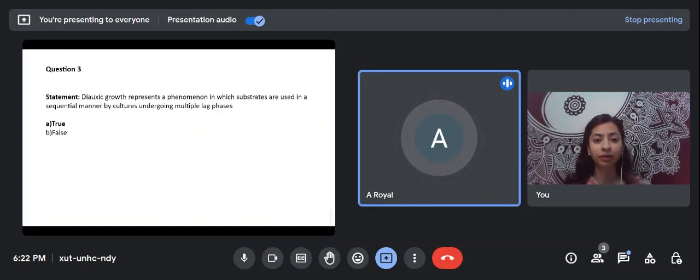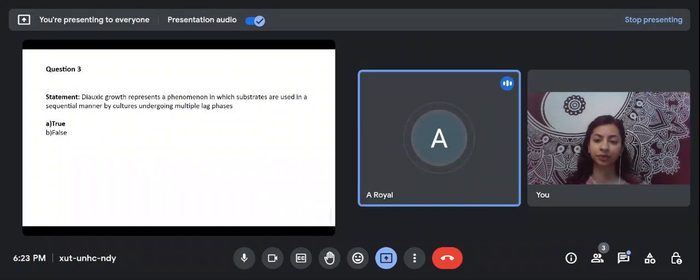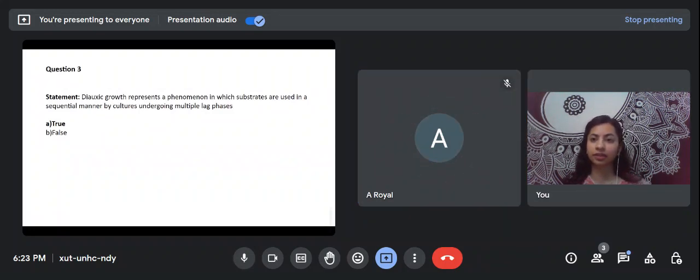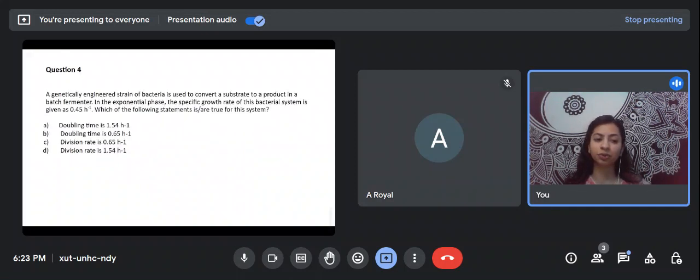Are there more than two stages? When you say diauxic, yeah, can there be more than two stages? Yes, yes, there can be more than two stages depending on how many different types of carbon sources you are giving them. Okay. Thank you. And each of these will be depending on whatever sequence they're taking it in. They will each have a lag phase and a log phase. Okay. So let's move on to question number 4.